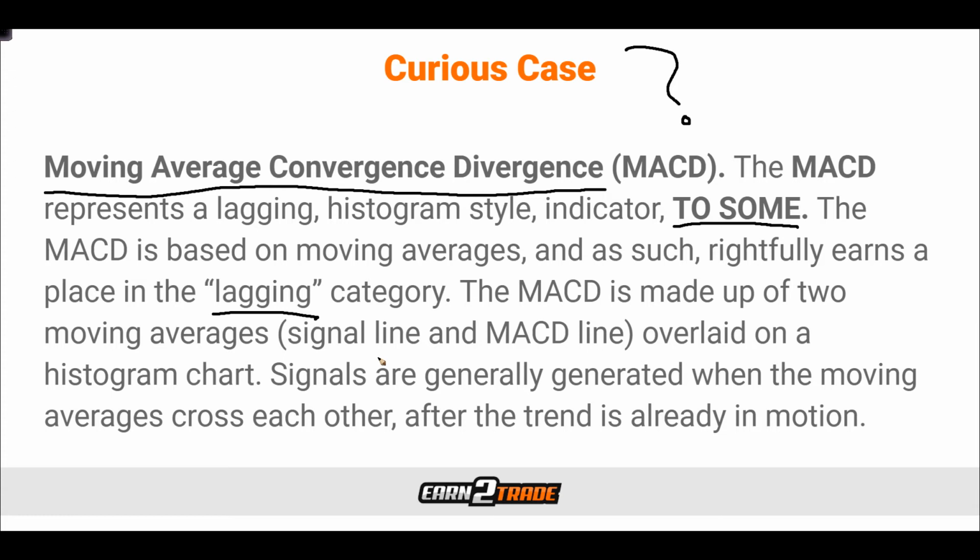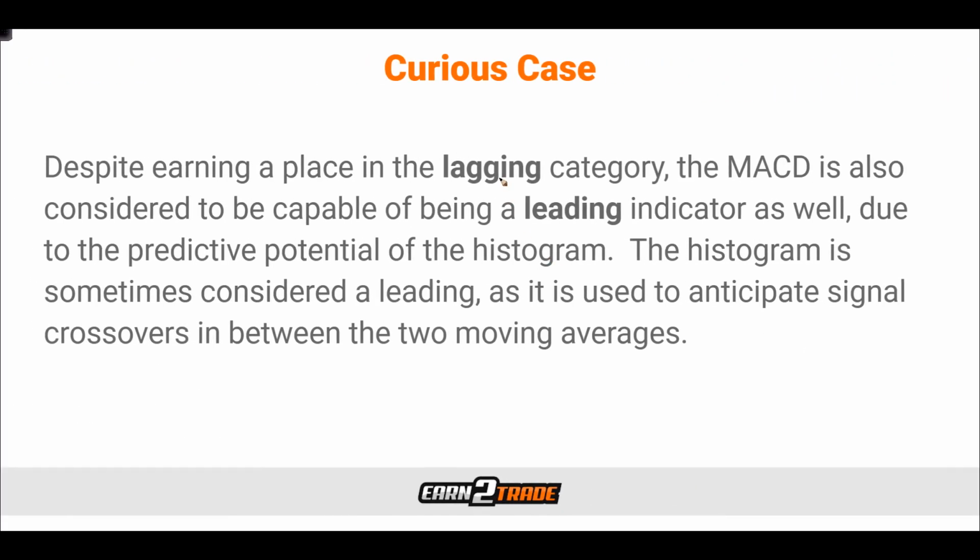The MACD is made up of two moving averages, signal line and MACD line, overlaid on a histogram chart. Signals are generally generated when the moving averages cross each other after the trend is already in motion. So the MACD is another indicator that uses that crossover style of a strategy, usually at its core. Now, continuing on with the curious case, almost messed up the question mark there.